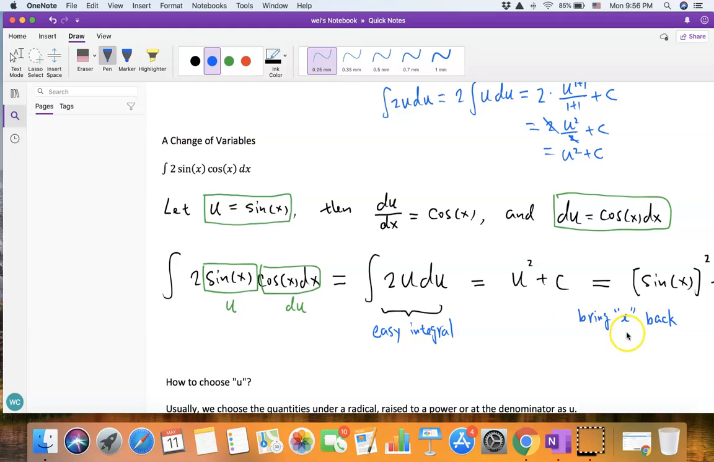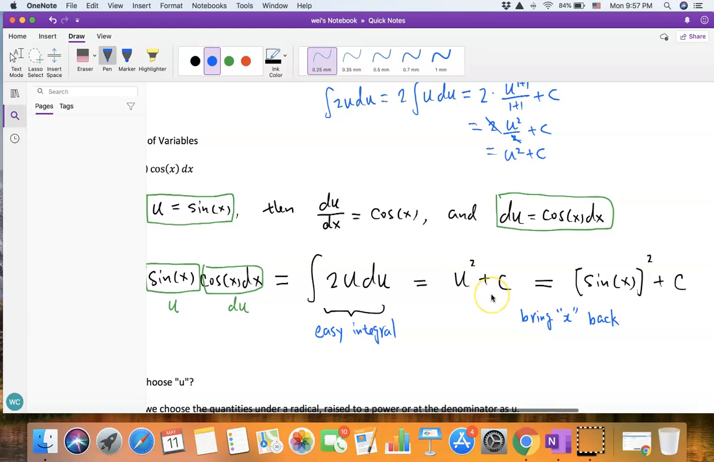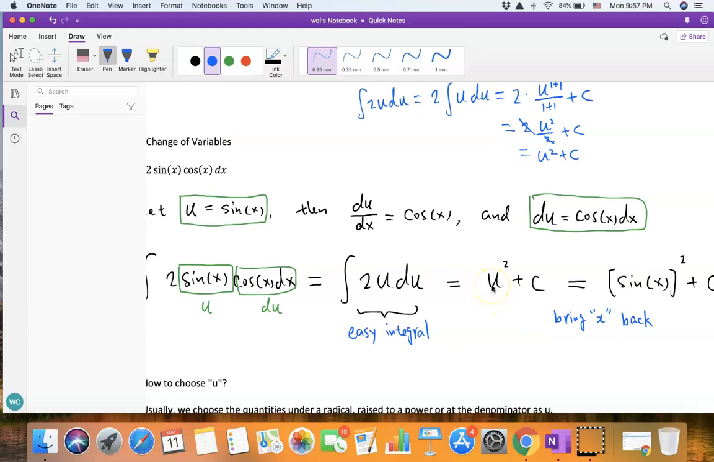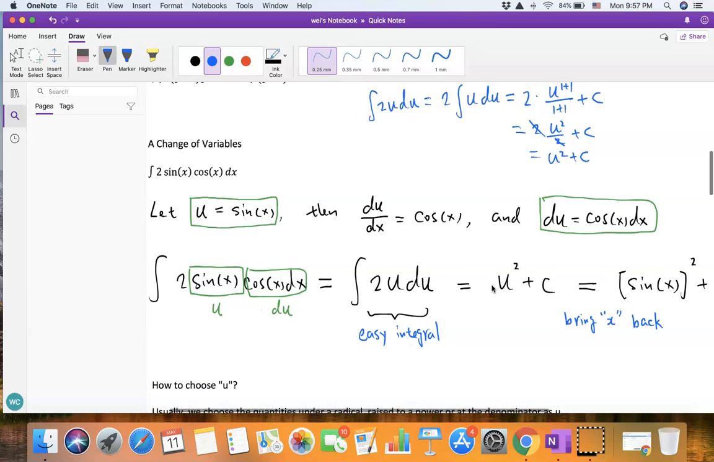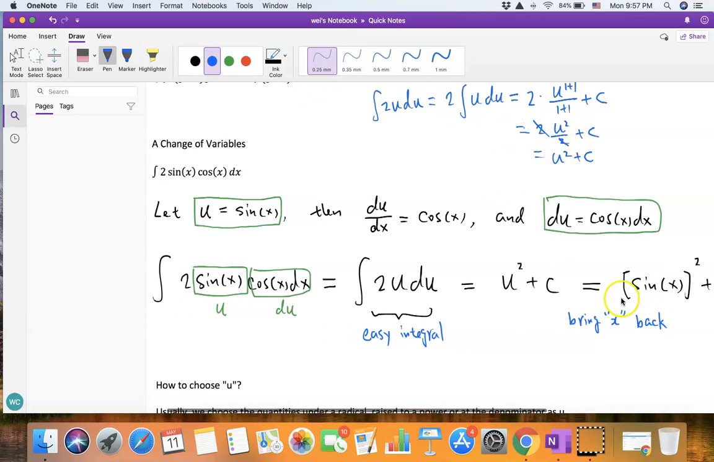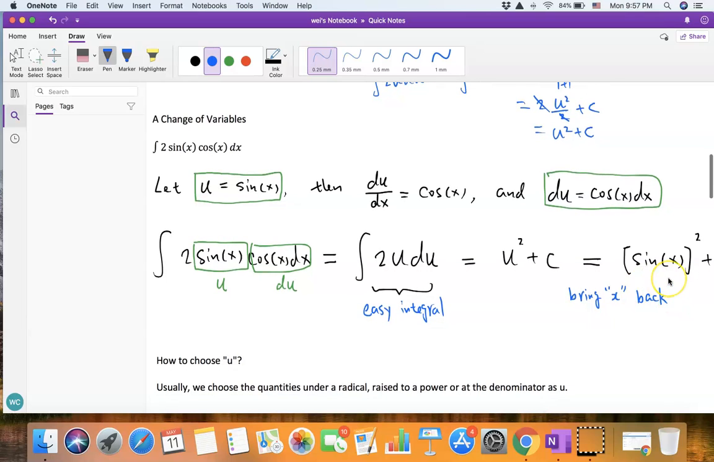And the last thing is to bring the x back. Why? Because in the problem we're given, everything is in terms of x, so our answer should also be in terms of x. So how do we bring the x back? Remember which term we let u replace. The u equals sine x. So u squared is sine x squared plus c. So that's how we solve this problem.